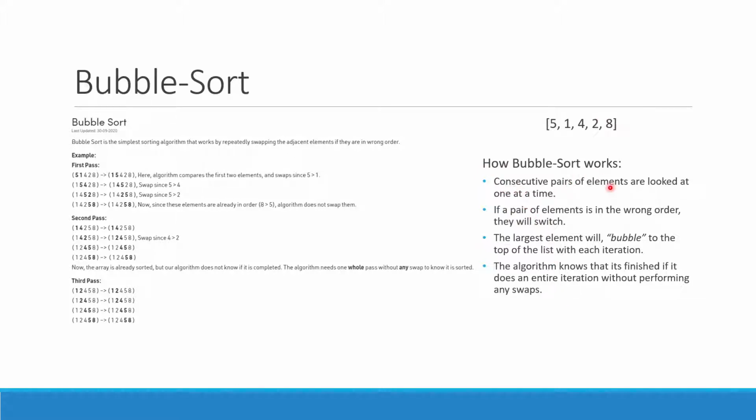Now, the way bubble sort works is that consecutive pairs of elements are looked at one at a time. So you start with 5, 1, then 1, 4, then 4, 2, and then 2, 8, like that. And if a pair of elements is in the wrong order, they will switch. Now, the largest element will, quote unquote, bubble to the top of the list with each iteration. And the algorithm knows that it's finished if it does an entire iteration without performing any swaps. Okay.